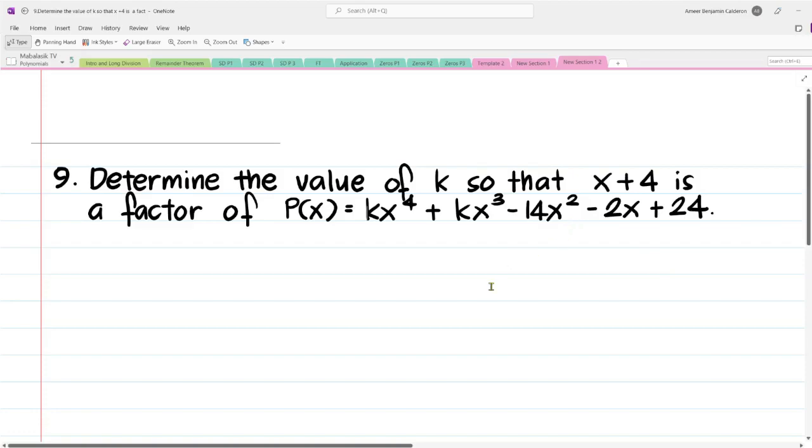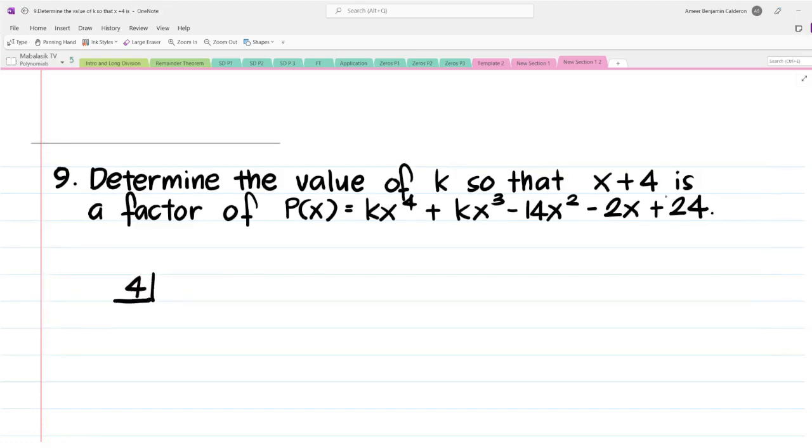So let us use synthetic division. So this is going to be 4. Saan nanggaling yung 4? Dun sa x plus 4. And then, check the polynomial. Is it in standard form? Yes. Do we need the filler? No. So we just copy everything.